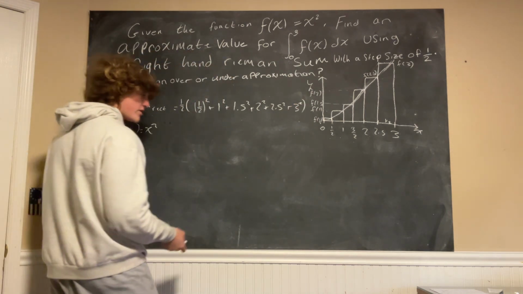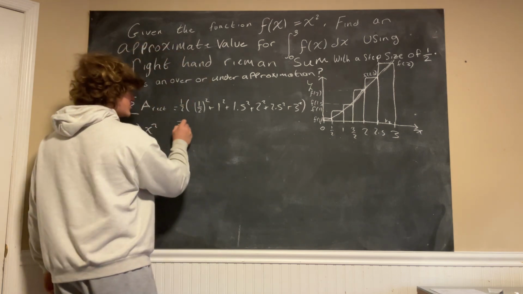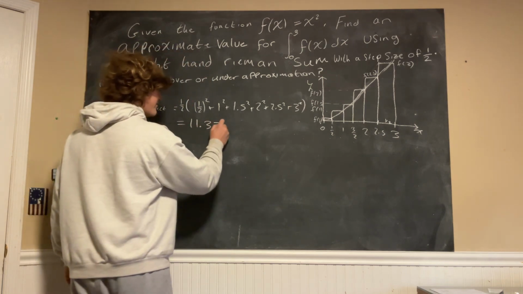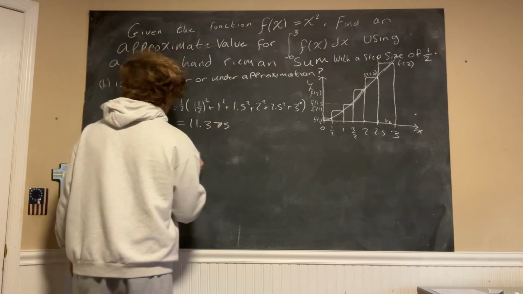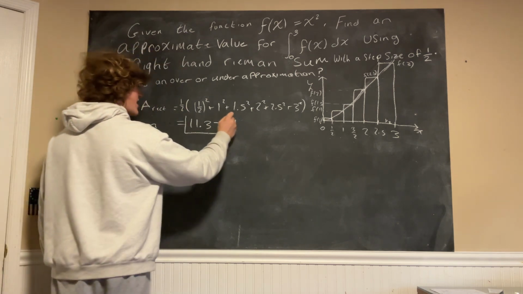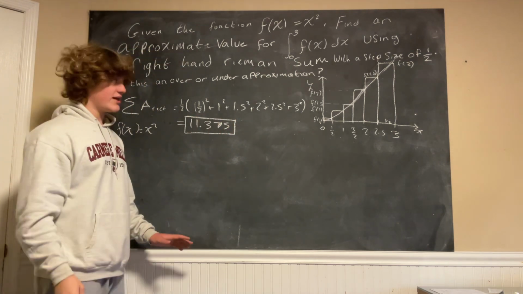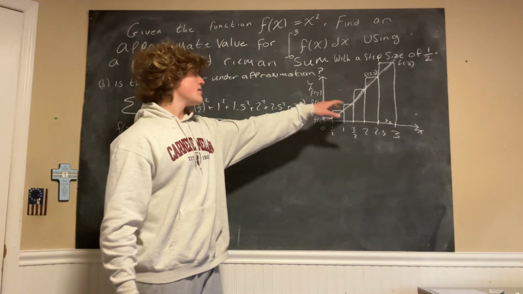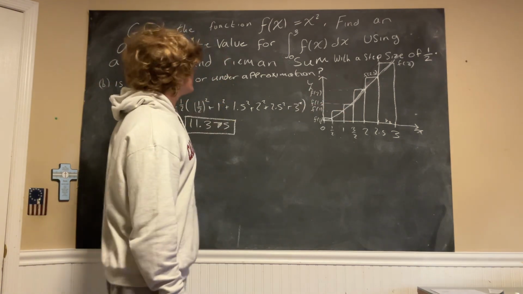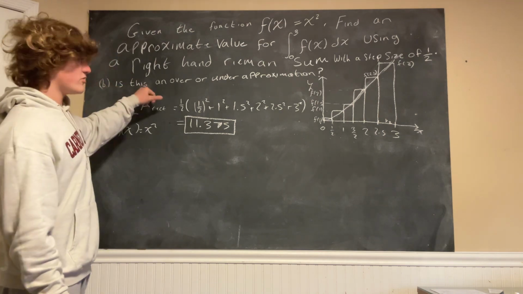When you plug this into a calculator, you get that this is equal to 11.375. And this is our answer for the first part. This is our value for our right-hand Riemann sum, which you can see by this right here. Now, let's do part B. Is this an over or an under approximation?